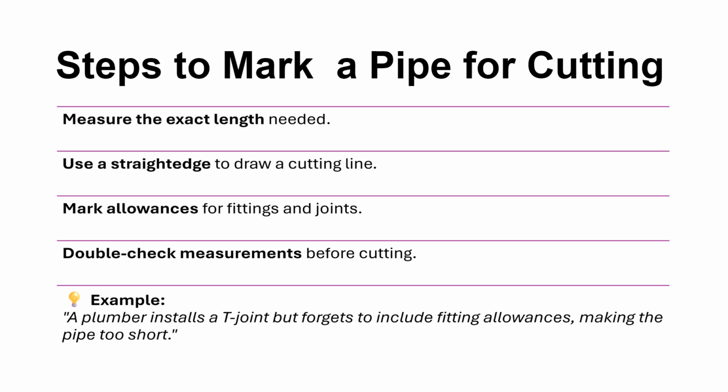Step 4. Include the fitting allowance. This is where many new plumbers fail. They forget that some of the pipe slides inside the fitting. You must subtract the fitting depth from your total length when marking.